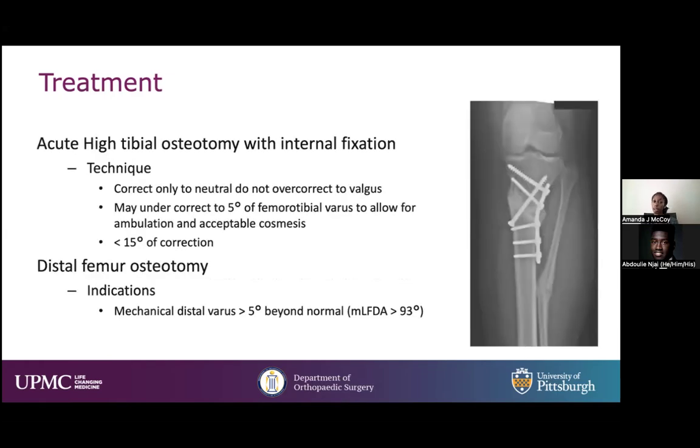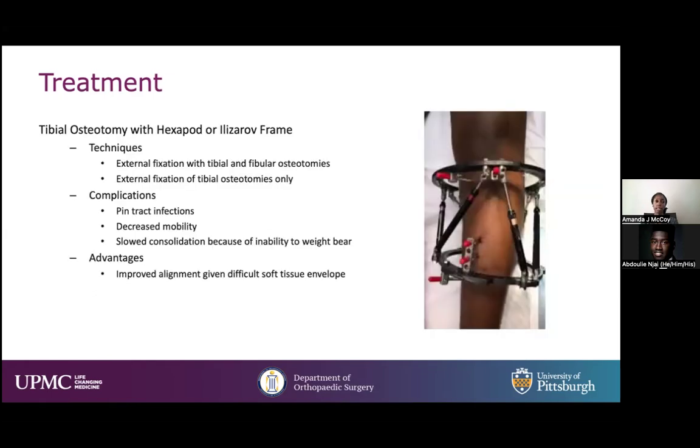If a child is done growing, then you can consider an acute high tibial osteotomy with internal fixation. And generally, this is good if there's less than 15 degrees of correction. And then if there's a lot of distal femur varus, then you also can consider distal femur osteotomy as well, if you have substantial distal femur varus.